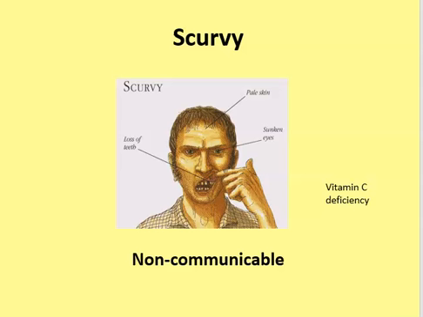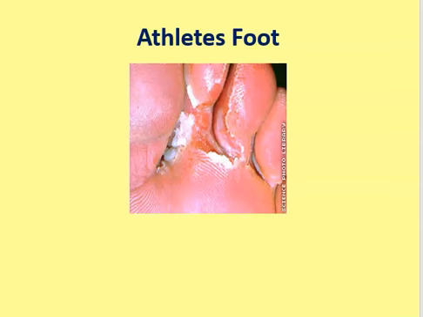Okay, the next picture, you may want to look away. It is athlete's foot. And this is caused by a fungus and therefore it is communicable. It can be passed from person to person. And it is caused by a pathogen. The next one is a mental health illness, depression. This is non-communicable. It isn't caused by pathogens. It cannot spread.